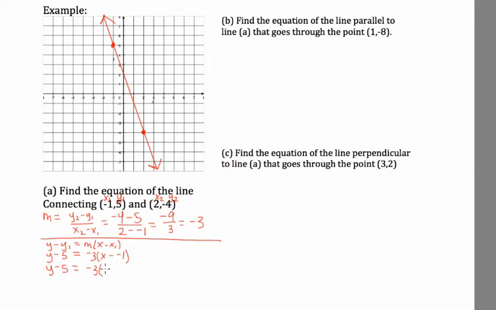X minus -1 is really x plus 1. So here's the point-slope form of our line. I'm going to simplify this into slope-intercept form. So I'll distribute, and move that 5 to the other side.